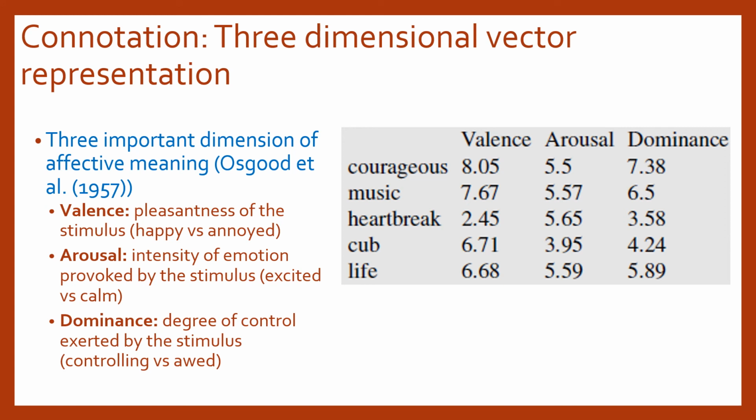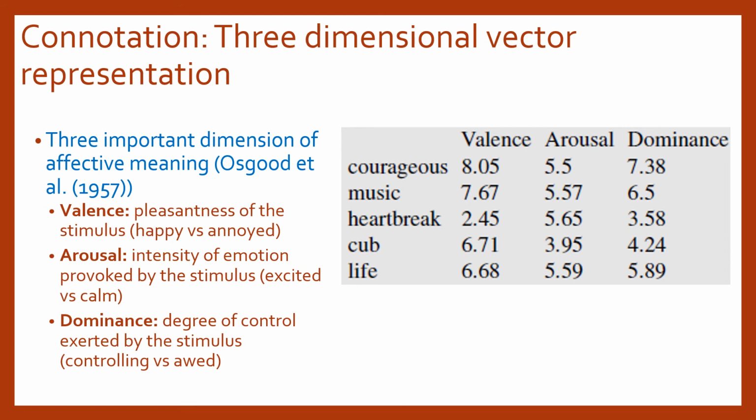So for example, happy is high on valence, and annoyed is low on valence, because with annoyed there is no pleasantness. Similarly, calm doesn't have much intensity and is more neutral, so it is low on arousal. On the other hand, with controlling, a lot of control is there, so that is high on dominance.